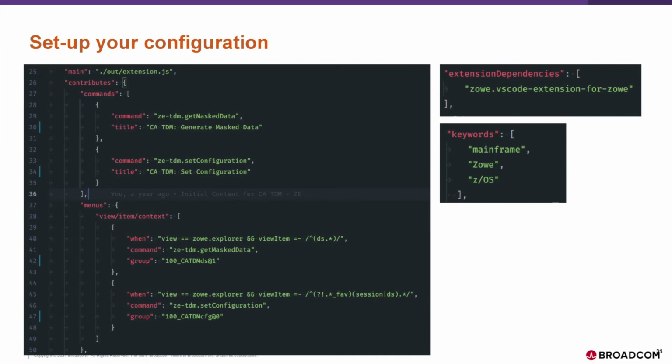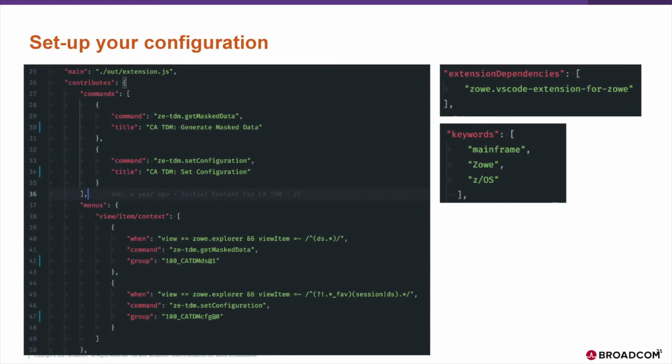And the second command that I want, Set Configuration, I want it in the profiles themselves. I want it inside the sequential data set and also in the profile. So again, I will use view for Zowe Explorer, which means the data set tree view, and then the view item, I will just add session and then DS for sequential. I will also want it inside favorites, so I will have it there as well.